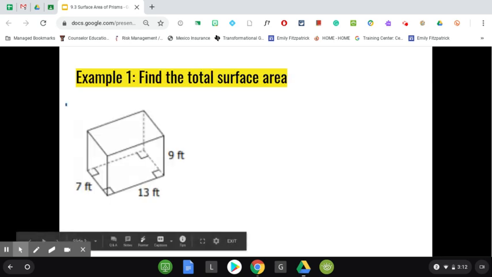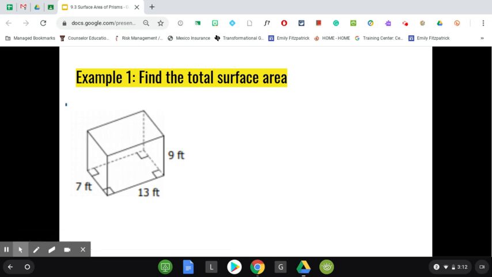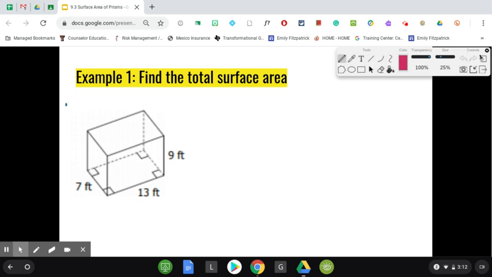So here's our first example. Feel free to draw it if you need to, but we have a rectangular prism here. We want to find the surface area. If you remember from the previous slide, the formula is pH plus 2B. So P is the perimeter of the base, H is the height, B is the area of the base. This is our base, this rectangle. That's what we want to find the perimeter of and the area of.